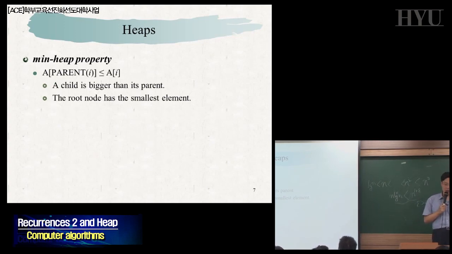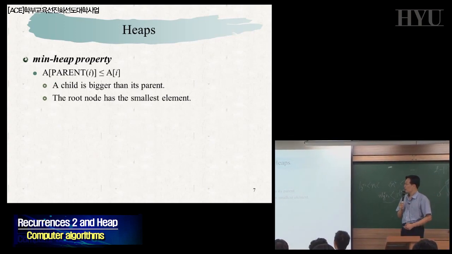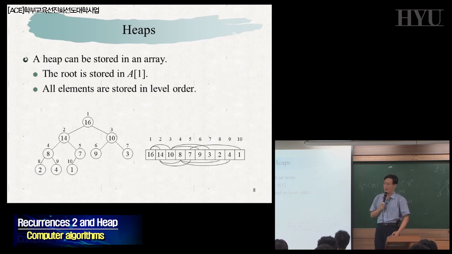If it is a min heap, the direction of the operator is reversed. The key in the parent is less than or equal to the key in the child. Okay. So, from now on, I'll explain the heap sort using only the max heap.